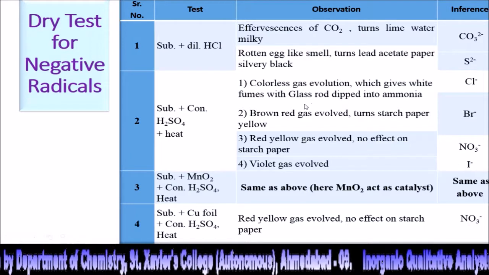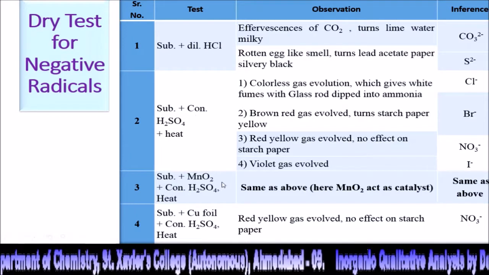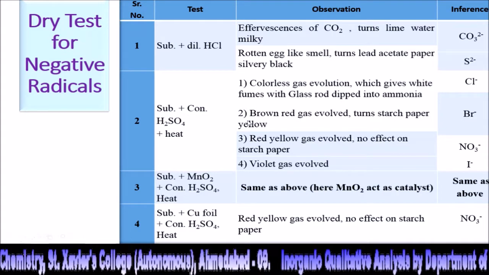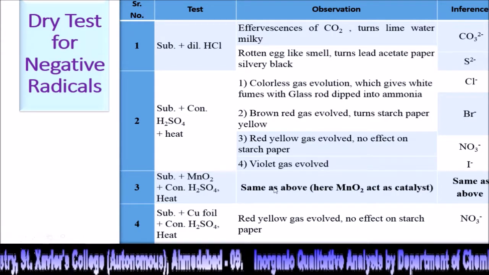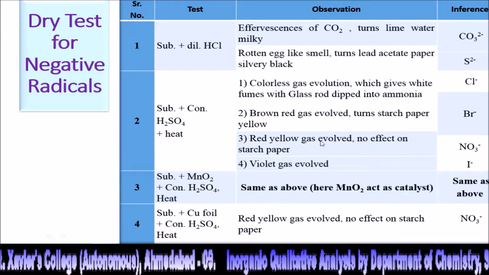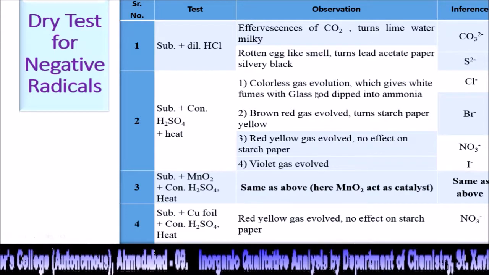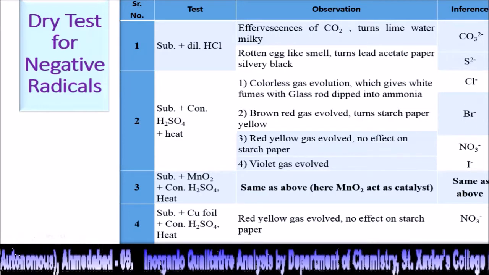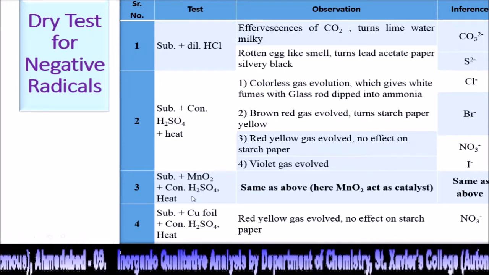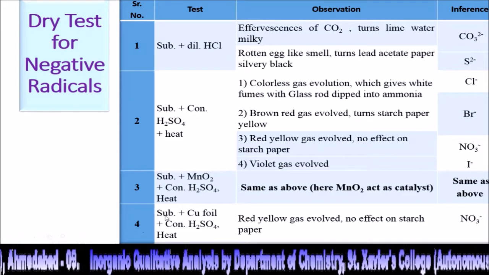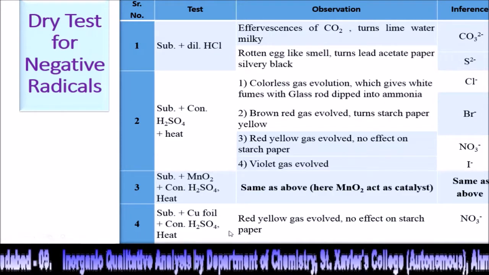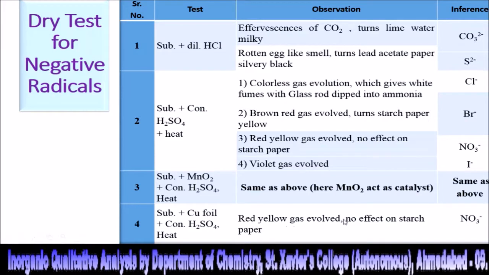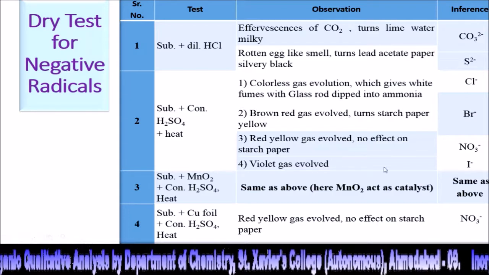So four observations are there, and the same test is there with substance plus MnO2 plus concentrated H2SO4 and heat. If you have any doubt in these observations, using the catalyst MnO2 you can perform this test, and you can observe the same observations with more intensity and clarity, and say whether any one of these 4 elements would be present or not. The fourth test is substance plus copper foil plus concentrated H2SO4. This is a special test for nitrate. If a red yellow gas evolves with no effect on the starch paper, nitrate would be present.